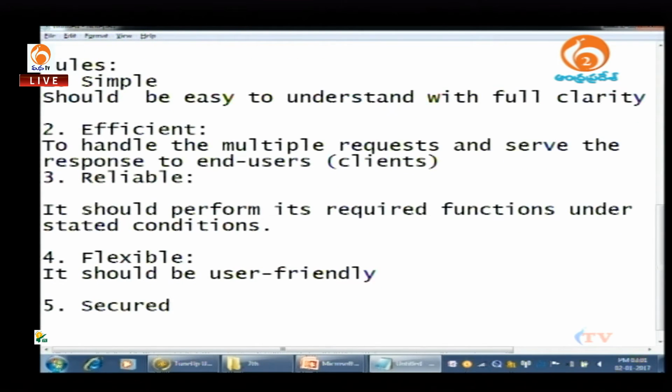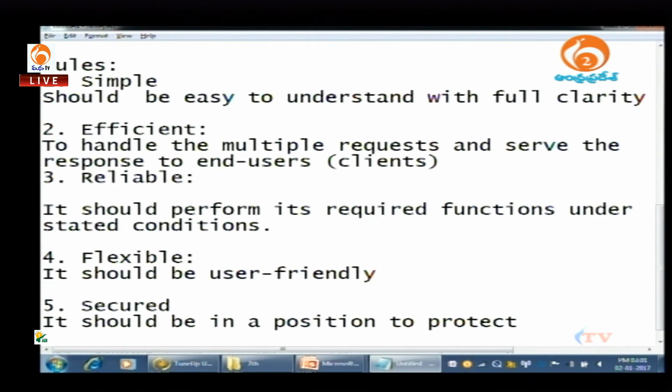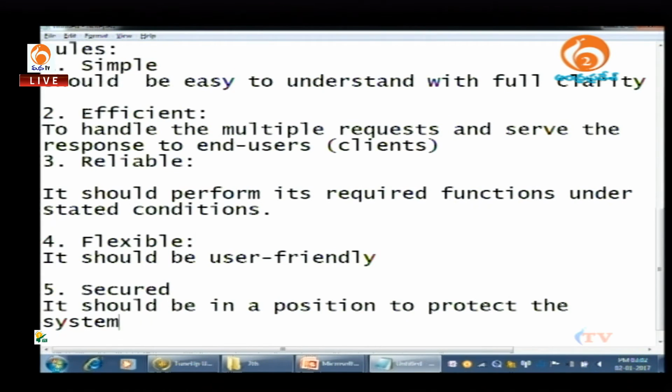It should be in a position to protect the system from any virus, malware. So it should be very secured and also should be maintained while we are developing any application.